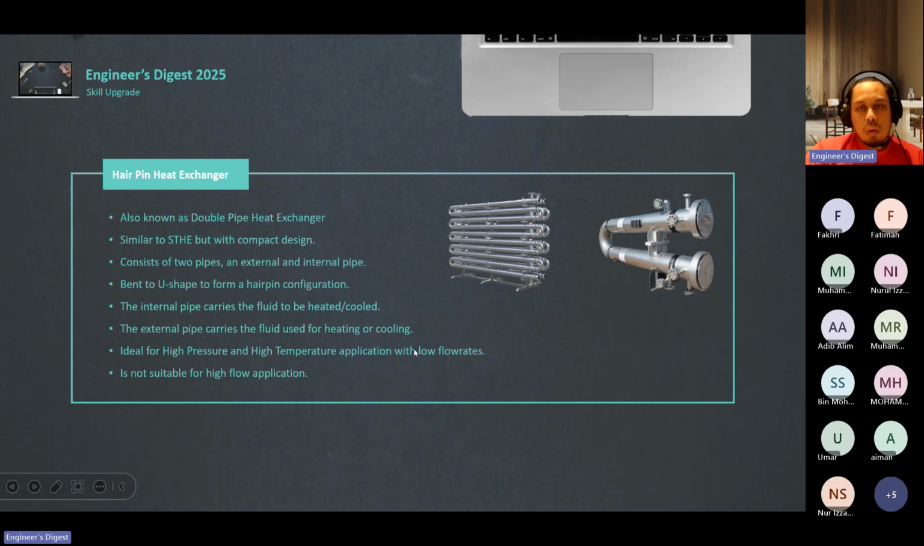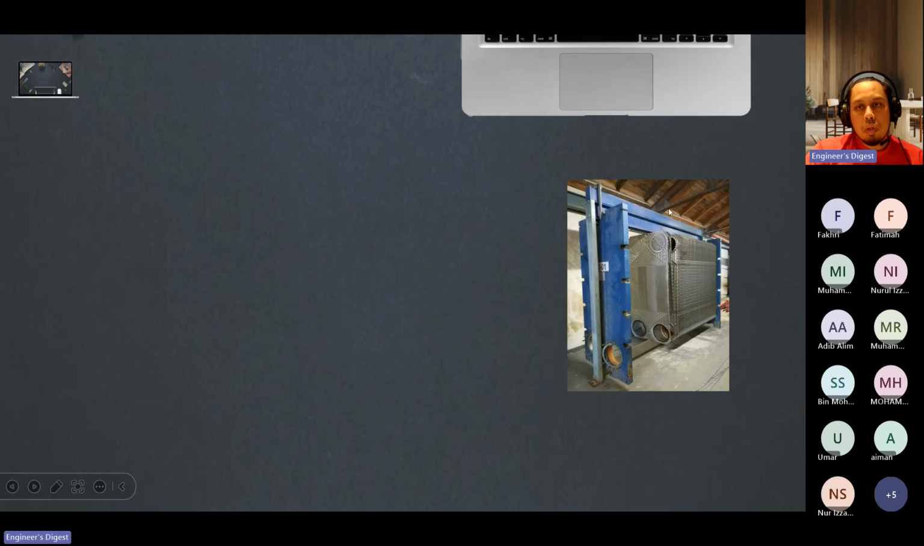It is ideal for high pressure and high temperature applications with low flow rate. Okay. So why are we not using this everywhere? Because it caters for low flow rate. That is the limitation of the hairpin heat exchanger. For high flow applications, we require a shell and tube heat exchanger. Okay. You look at this picture, what is this? This is a heat exchanger as well. You look at this, what is this? This is a plate. So this is a plate type heat exchanger. Okay.